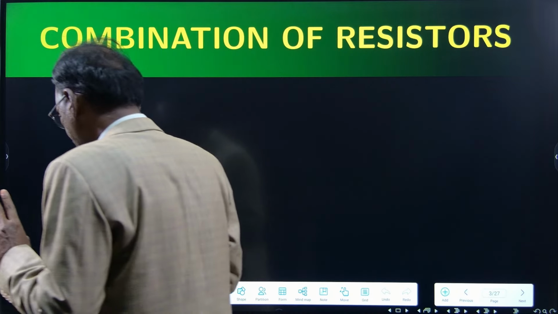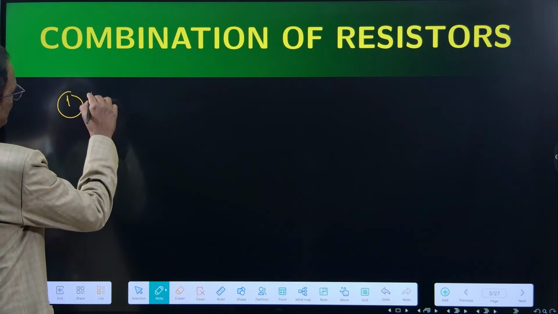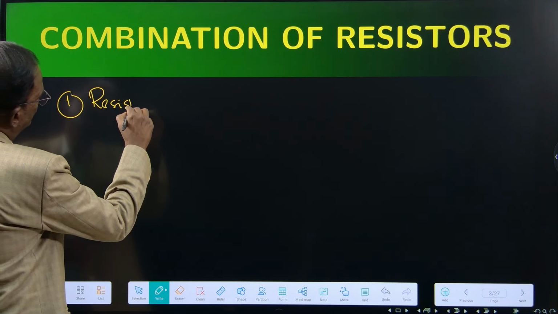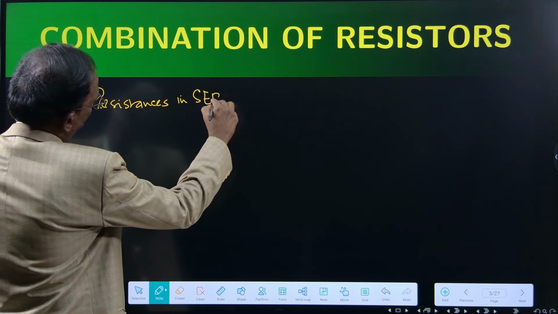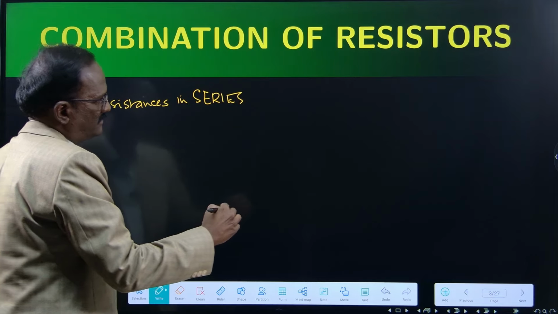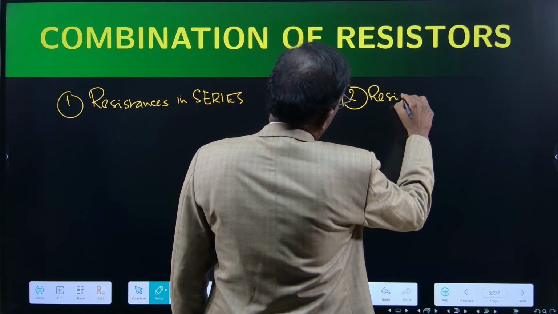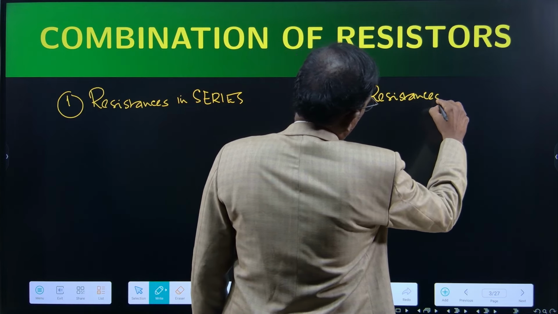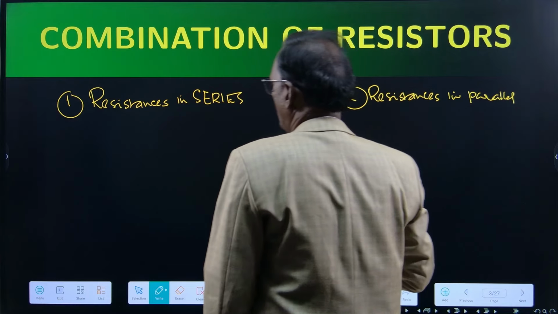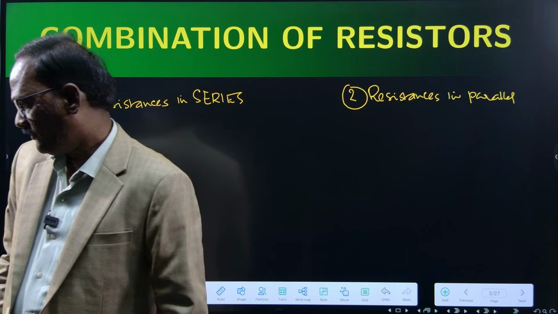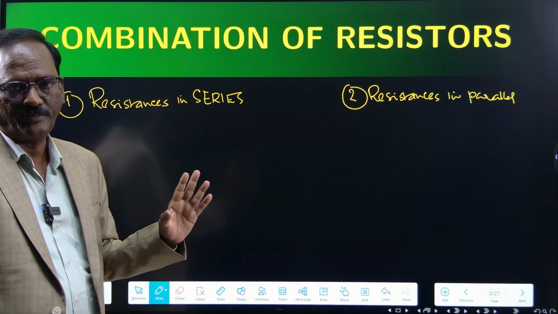These two formulas, number one, resistances in series, what is the formula? Number two, resistances in parallel. Only these two formulas are enough for us to solve the number of problems in this topic, right?